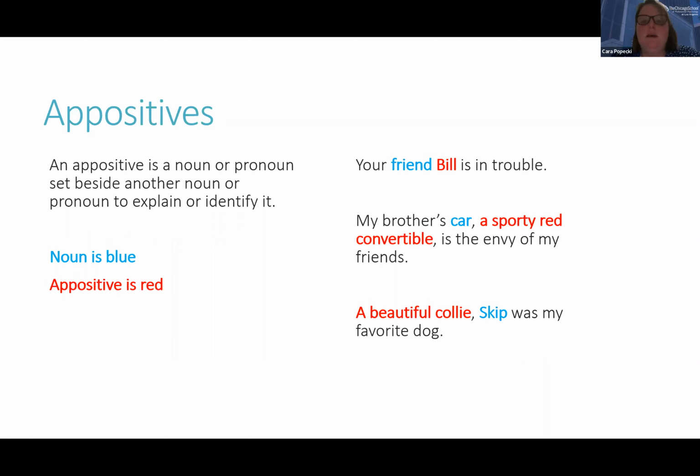Our second sentence, my brother's car, comma, a sporty red convertible, is the envy of my friends. So car is the noun, and the appositive is in red as the sporty red convertible. And this is also a correct way of stating an appositive. So you can use commas to insert appositives, but especially when the appositive comes before the noun. So whenever you have something describing a noun coming before that noun, you need to have a comma. So in this third example, a beautiful collie, comma, Skip was my favorite dog.